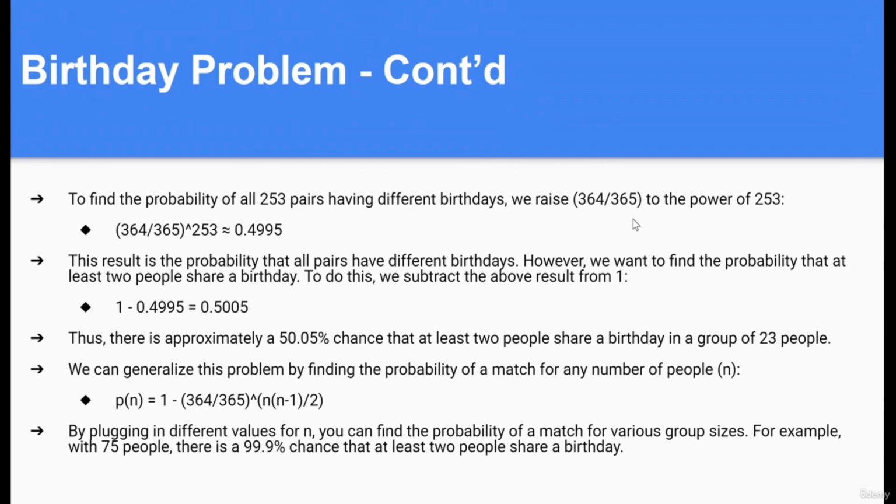We know that there's 253 possible pairs. And we're trying to say, first we find out what's the probability that all of them have a different birthday. Every single pair of people out of 253 have a different birthday.